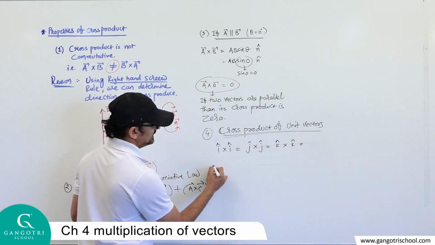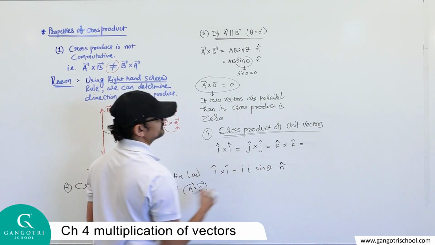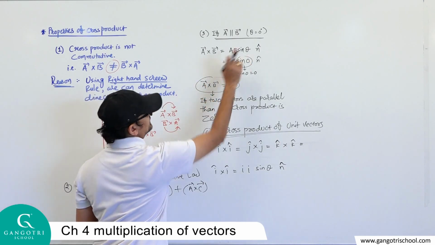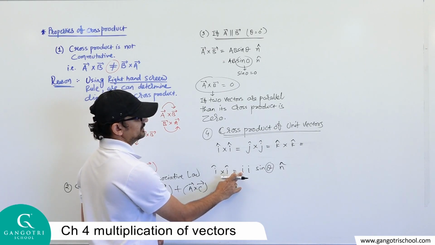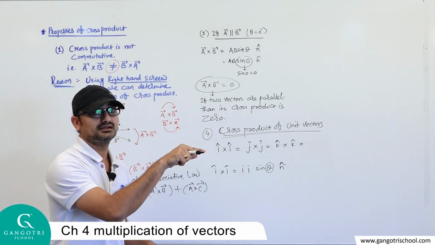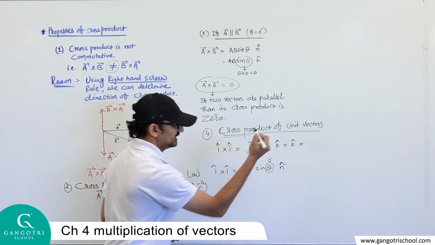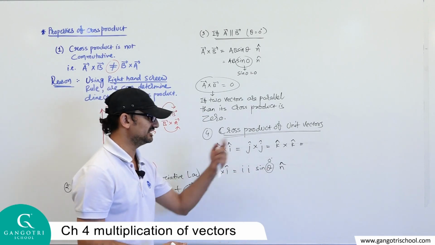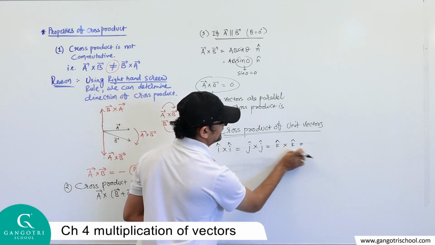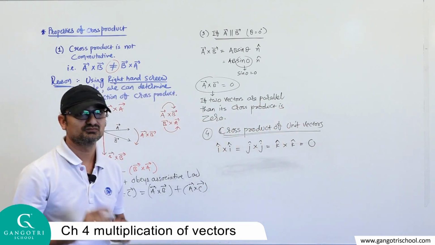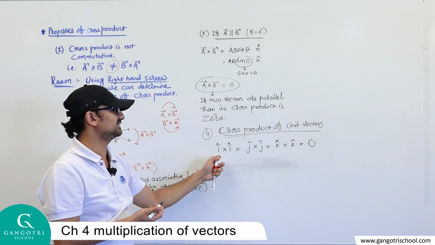So in that way, i cross i equals i·i sin theta n caret, where theta is the angle between i and i. The angle between i caret with itself is definitely 0 degree, and sin 0 is 0, and 0 into anything is 0. So i cross i, j cross j, k cross k are all equal to 0. Moreover, from the third property also we can decide the answer.